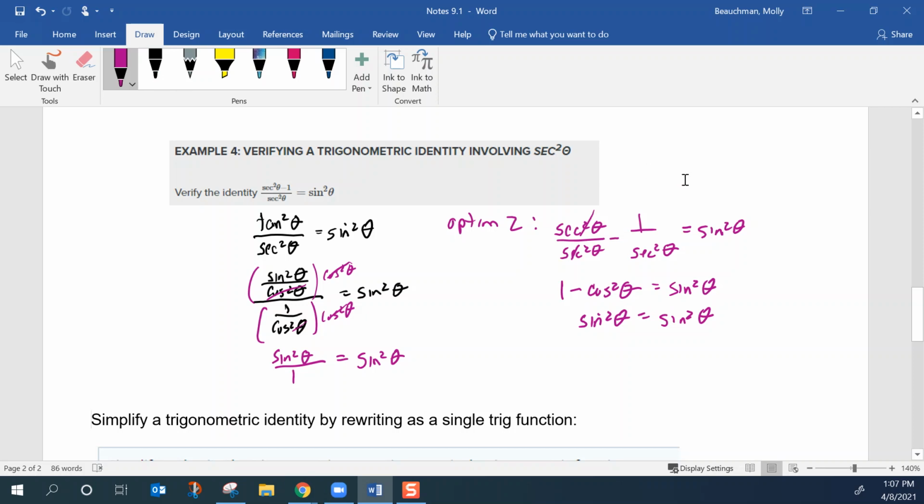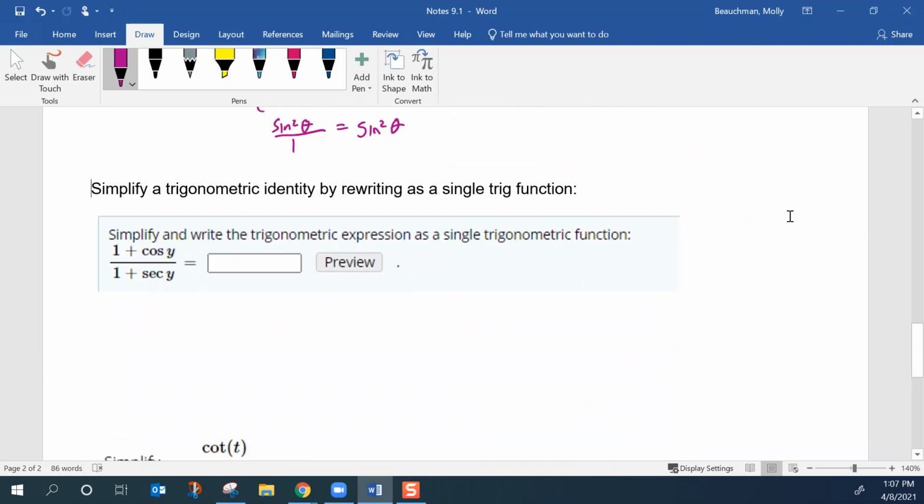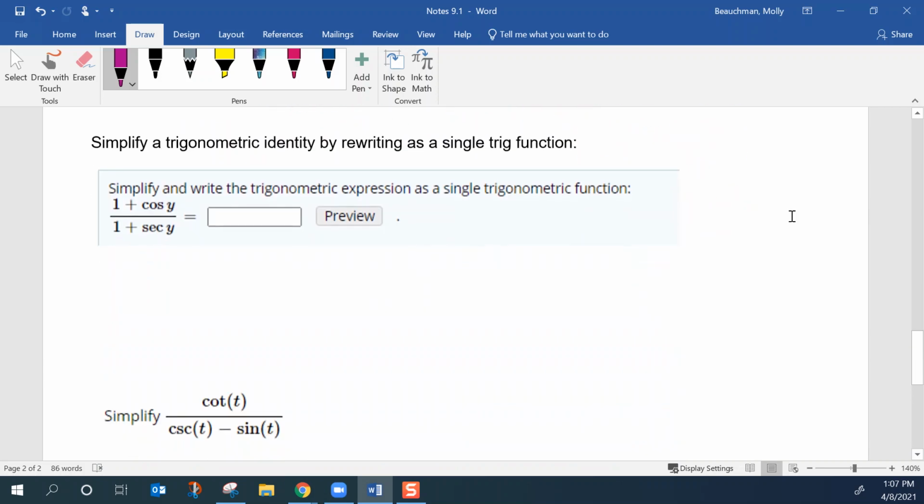All right, some of the homework problems ask you to simplify the identity by rewriting it as a single trig function. It doesn't have a right-hand side equal to the left-hand side. It'll just have one side. So if we have simplify and write the trig expression as a single trig function, one of the hints is to rewrite it in terms of all sines and cosines and then simplify.